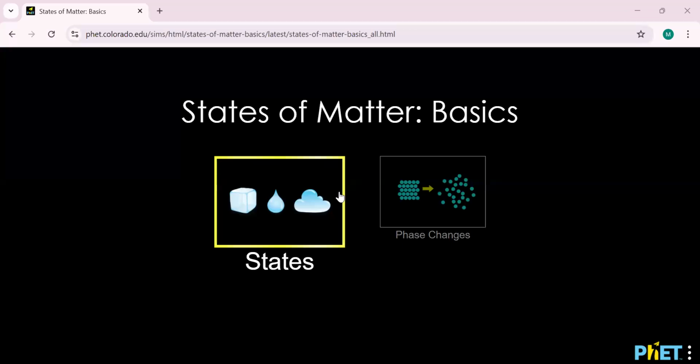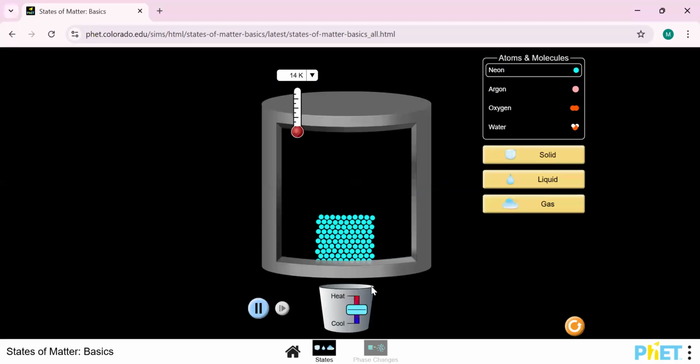Now I'm going to share one simulation for the states of matter. Having that one container, there are four properties: neon, argon, oxygen, and water. Neon, argon, oxygen, and water are non-metal categories.